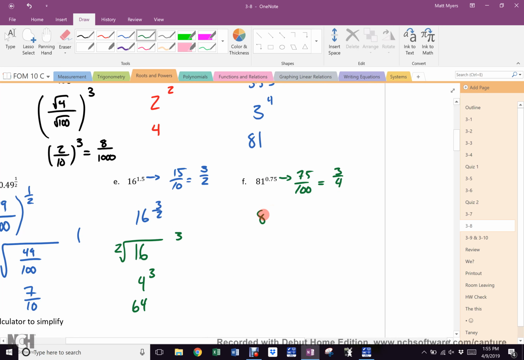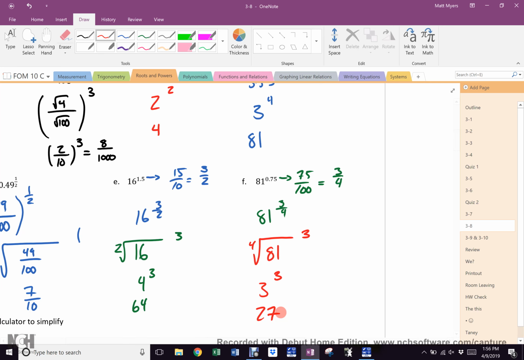3/4. Now I have 81 to the 3/4. Where does the denominator go? Where does the base go? Radicand. Where does the numerator go? Power. 4th root of 81 is 3, because we just did it right here, right? 3 cubed. What's 3 cubed? 27. And we're done.